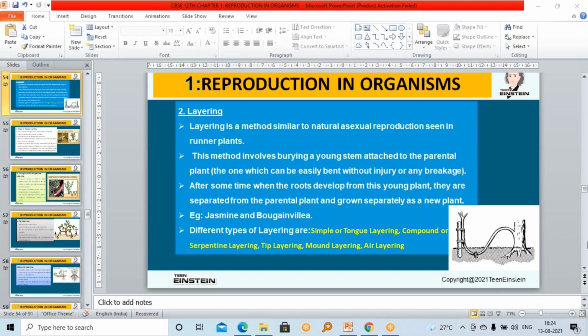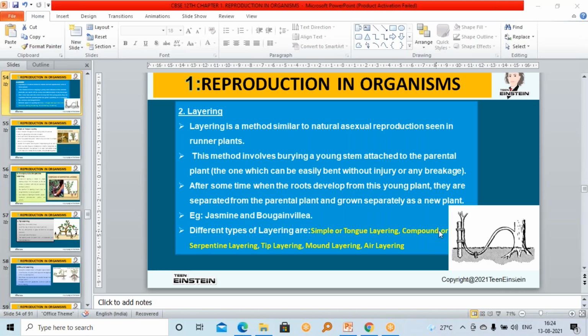So in this picture, you can see a parental plant, right? And there is a young stem also. This is the young stem. And this young stem is produced from the parental plant. So what we are doing in this method, without making any injury, we are bending that young stem. You can see, we are not making any injury. We should not make any injury. We need to just bend the young stem.